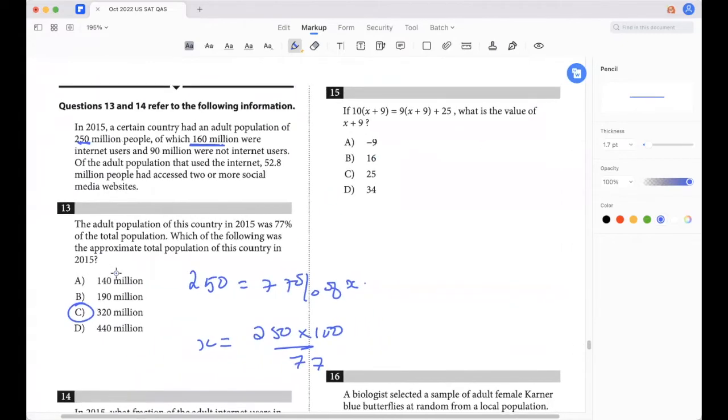If 10x plus 9 is 9x plus 9 plus 25, what is the value of x plus 9? So when you take this to the left-hand side, you get x plus 9 is 25. So C.